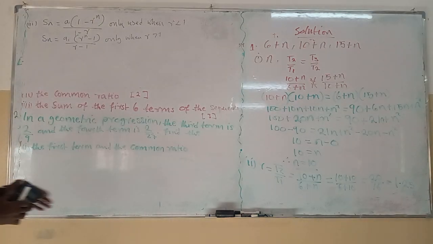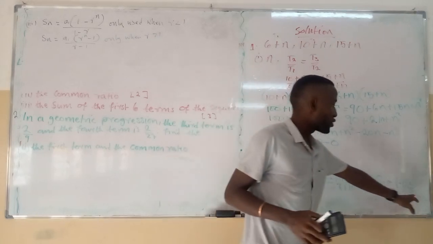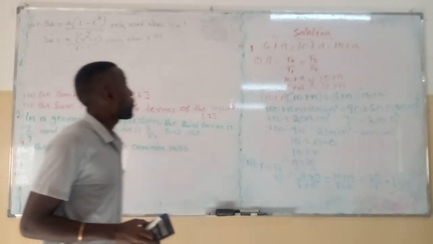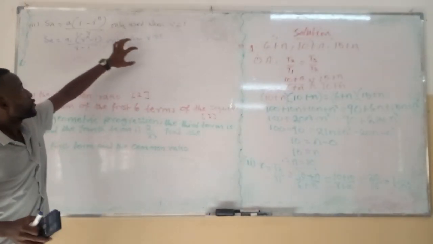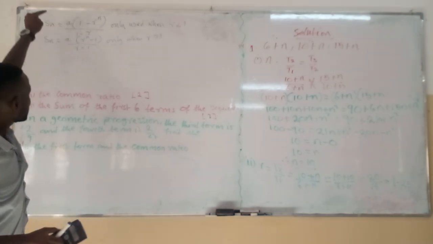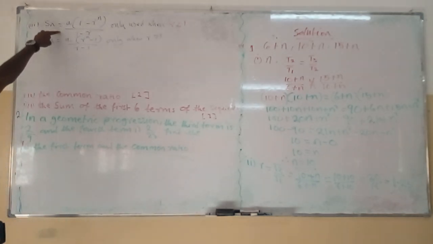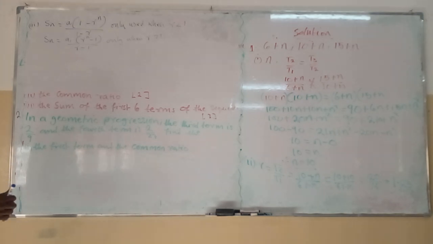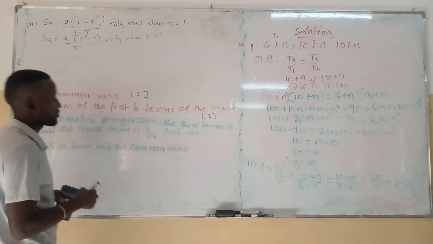So now look at the common ratio which we have here. This is 1.25. It is greater than 1. It's not less than 1. So we are going to use this formula, not the top one. Once you use the wrong one, you are going to find problems. So this is the correct formula you are going to use. So let us use the correct formula to solve this question.